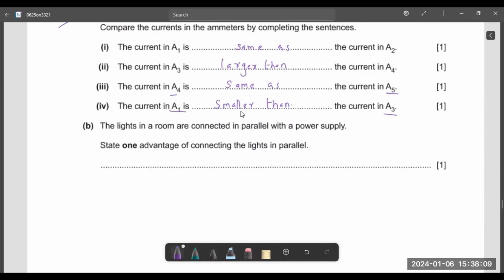Next, the lights in a room are connected in parallel with a power supply. State one advantage of connecting the lights in parallel. If you connect the lamps in parallel, both lamps will have the same brightness because the same voltage is dropped across both lamps. And if any one of the bulbs fails, the other will glow. And the lamps can be switched on and off independently. The potential difference across these lamps will be the same.